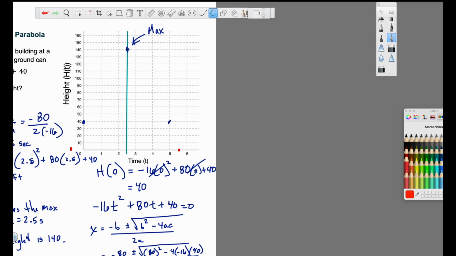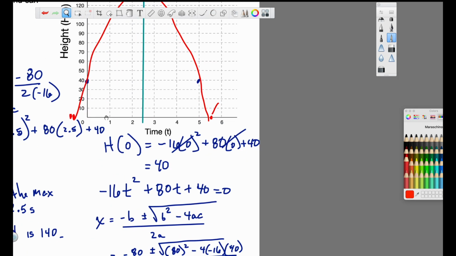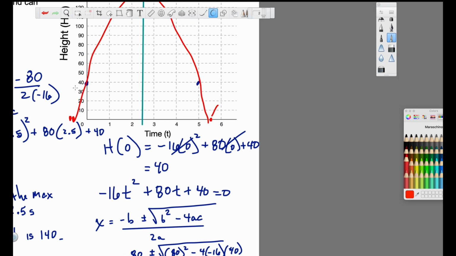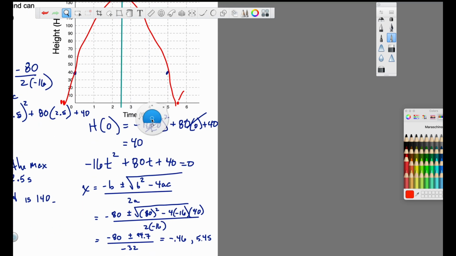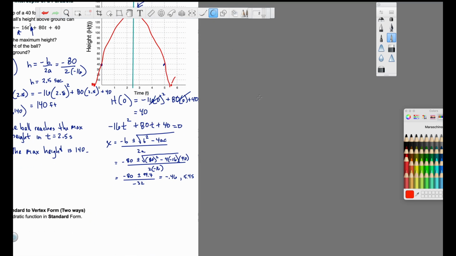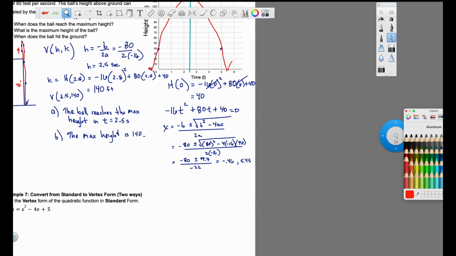And so when we put in our sketch here, something like that, right? And look, we're going back in time here for that negative. That doesn't really make sense. At 0, we're starting at 40. So you have to go into negative time for that ball's path to hit the ground on that side. So that doesn't make sense, so our actual answer is 5.45. It will take 5.45 seconds to hit the ground after we throw it.